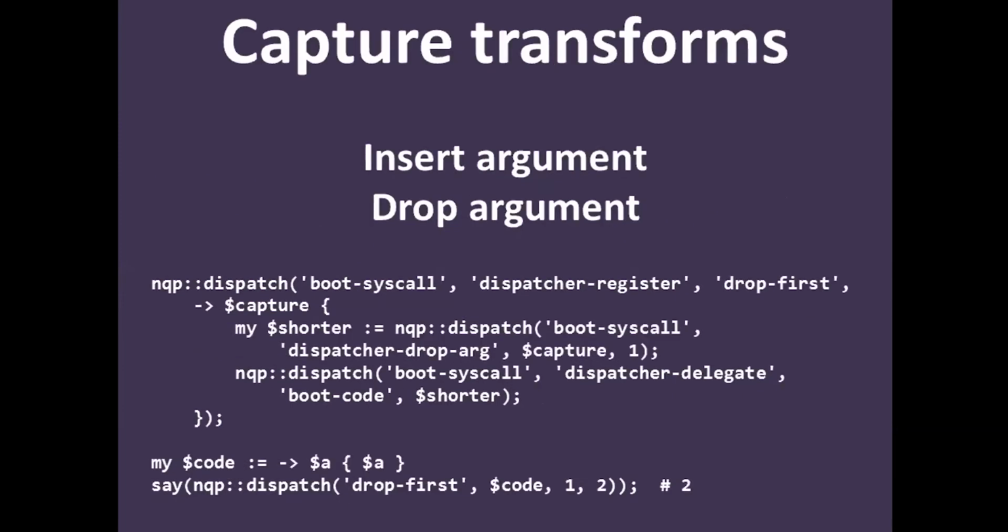Here's where things get more interesting. We can do transforms on the capture. So for example, if you look at the bottom of this first, I have a dispatch to drop first, and I'm passing the code. I'm passing a 1 and a 2. And that piece of code takes only one argument. In the dispatcher, we take the capture, and we say dispatcher drop arg, and we get another capture back, which represents the original one, but with argument number 1 missing. Remember, argument 0 is the code to run, and argument 2 is, in this case, the number 2. And then we delegate to boot code, and we end up with the invocation.